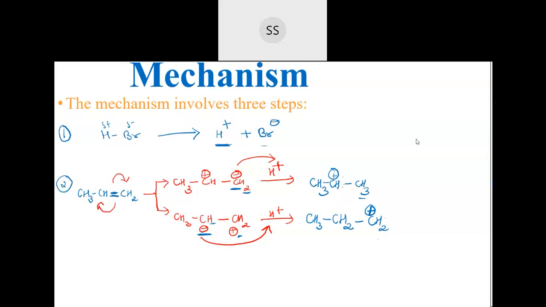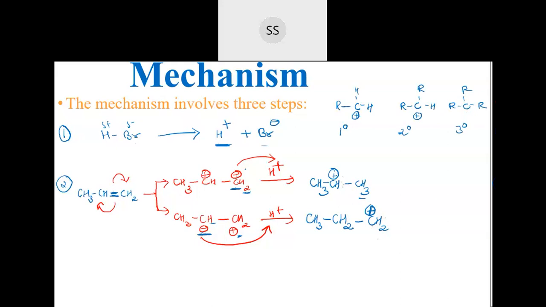Now, do you remember the stability, students? I had spoken about different kinds of carbocation: primary and secondary. What was a primary carbocation? If the positively charged carbon is attached to one alkyl group and the remaining two are hydrogen, then it is a primary carbocation. If the carbon atom is attached to two alkyl groups, two R groups, and one hydrogen, then it is a secondary carbocation. And if the carbon is attached to three alkyl groups, all R groups, we call it a tertiary carbocation.